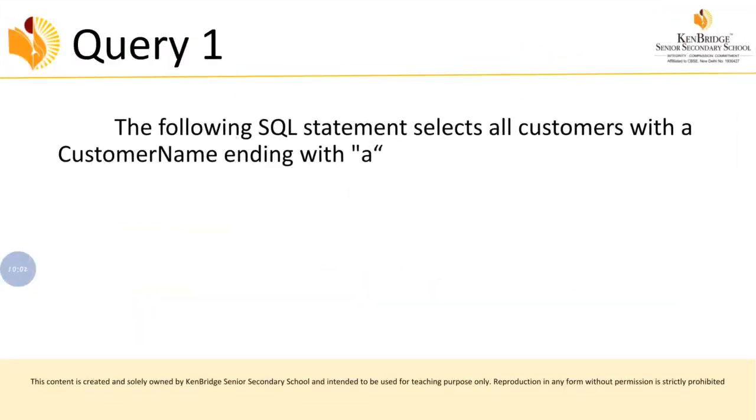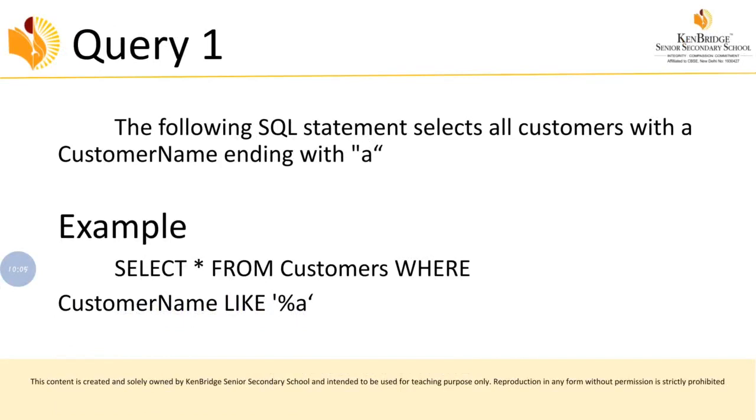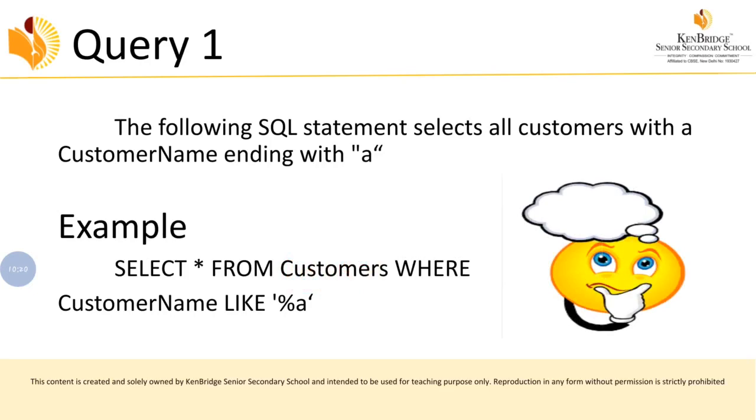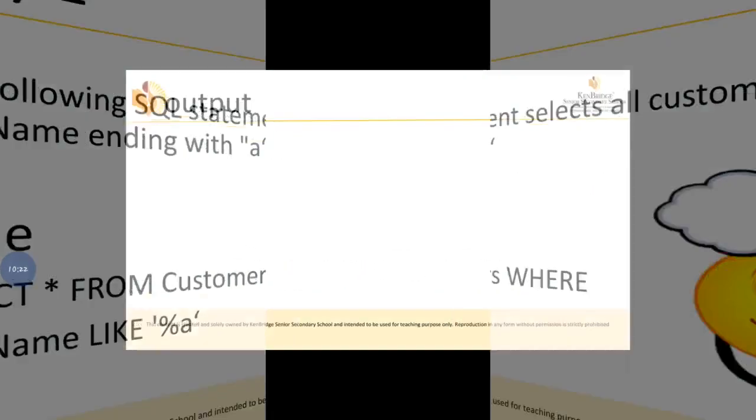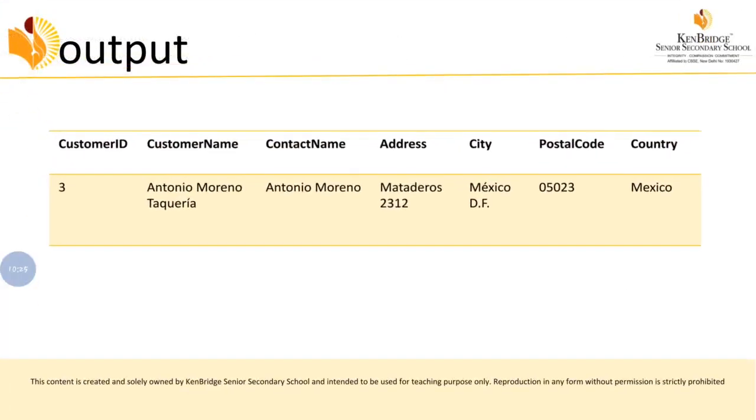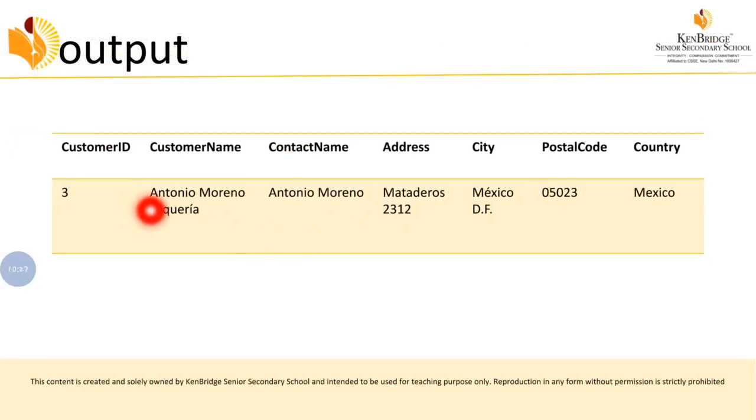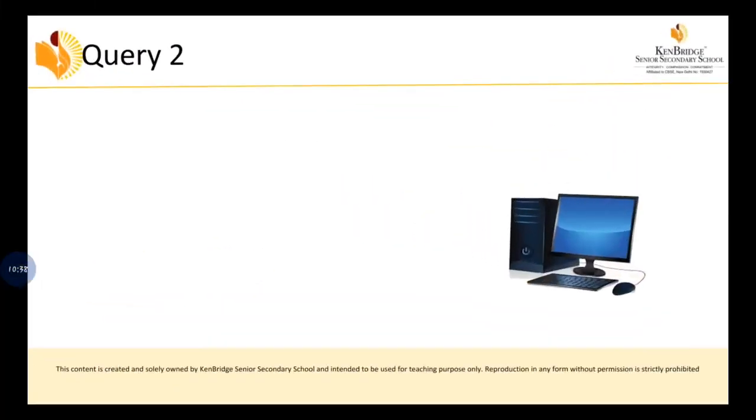So here is query 1. This SQL statement selects all customers from the customer table where the customer name ends with A, that is, %A. Let's see the output of the given query. So here is the output. Just look at the customer name, it ends with A. There is only one record in our given database, so that alone is displayed in the output. So let's move on to the next query.